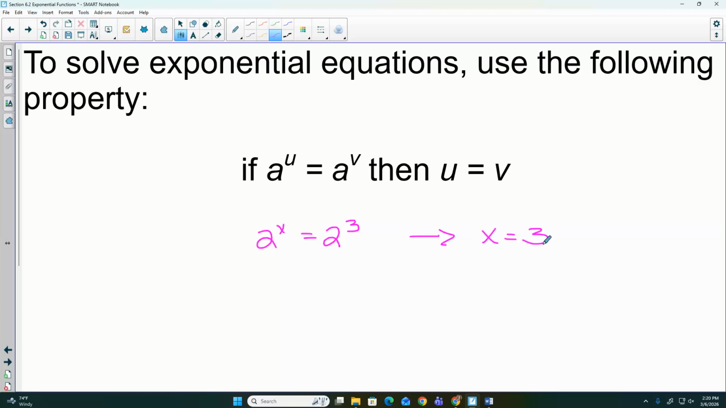The key, though, has to be the same base, and it can only be written once on that side. So we can't have multiple terms, we can't have things being multiplied together.